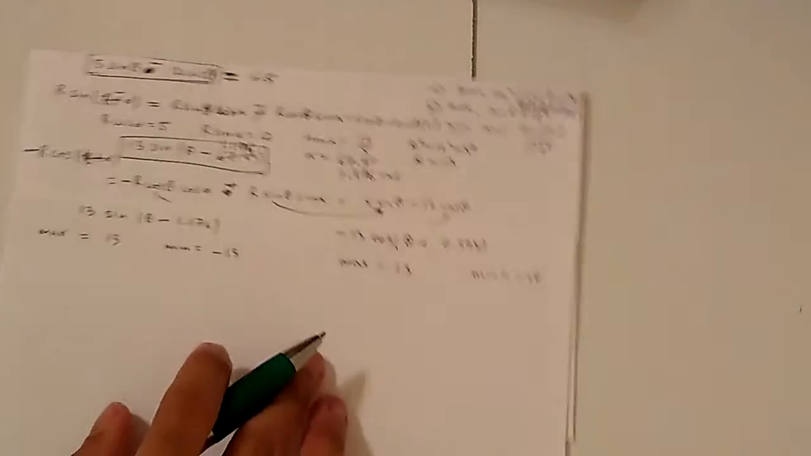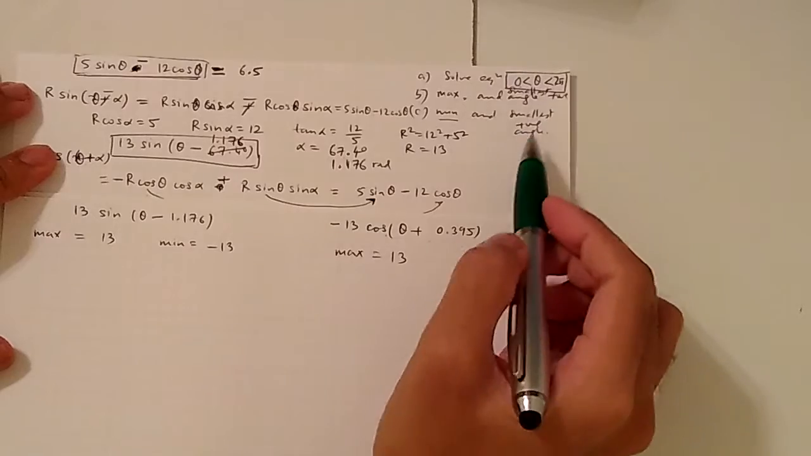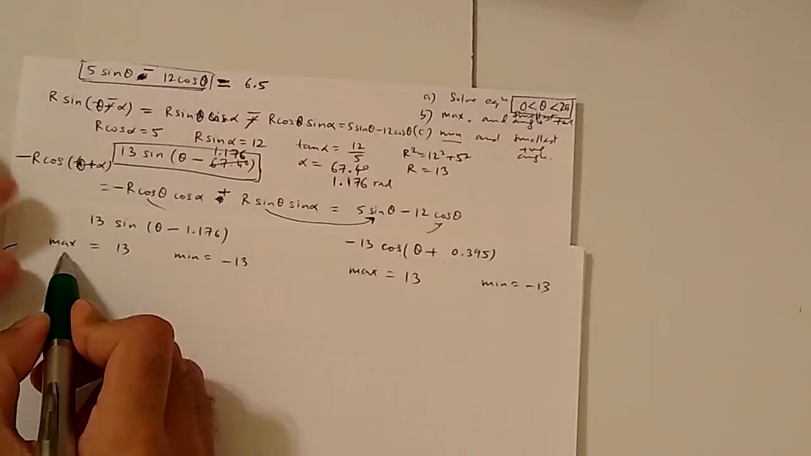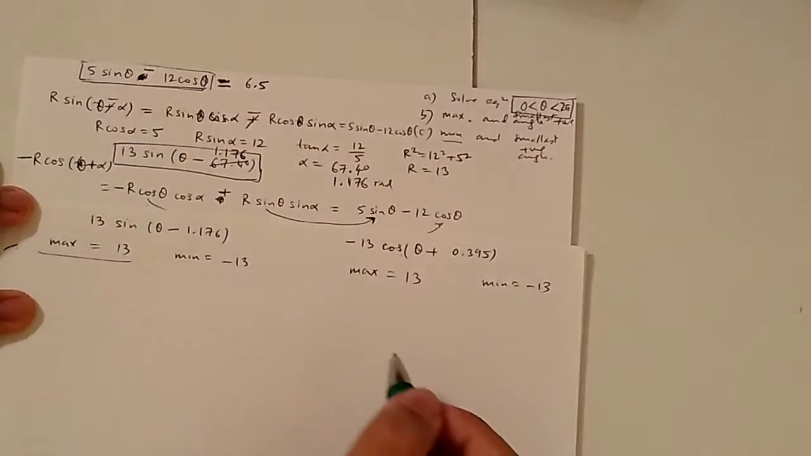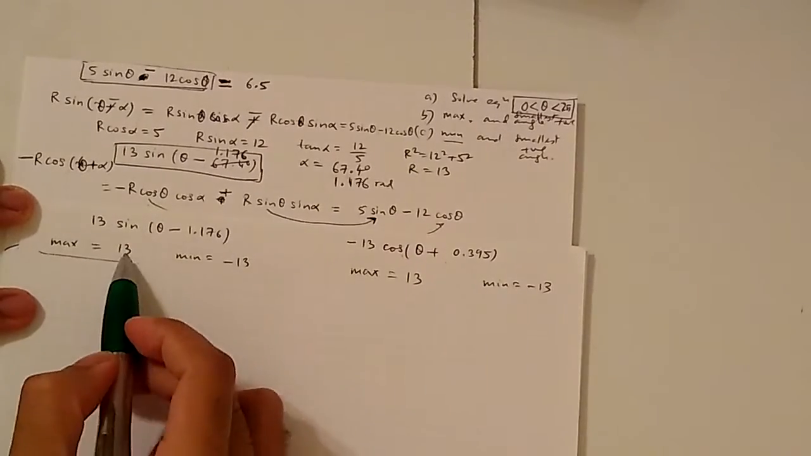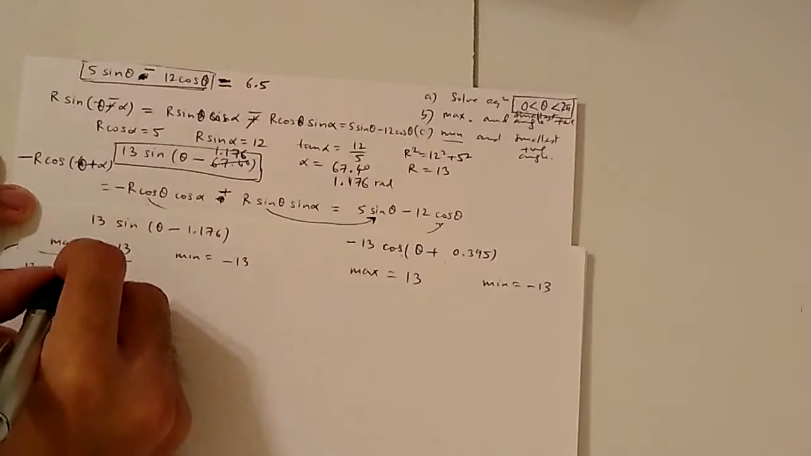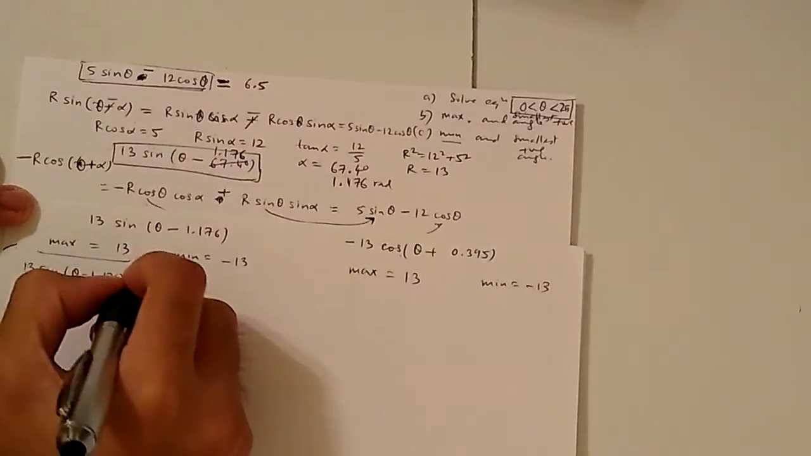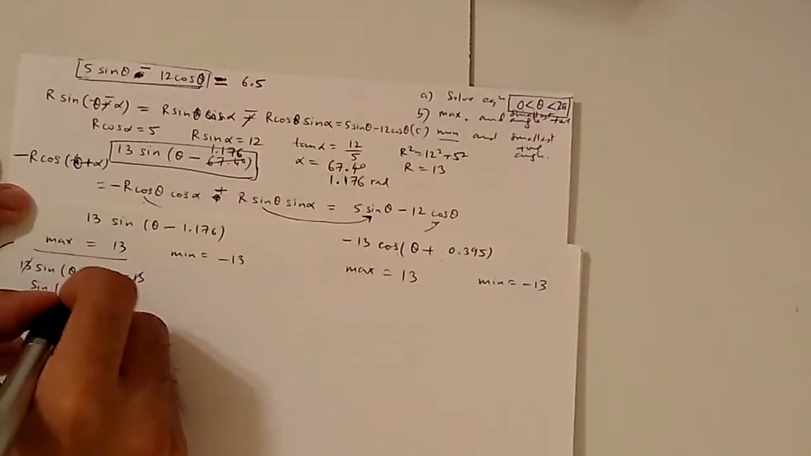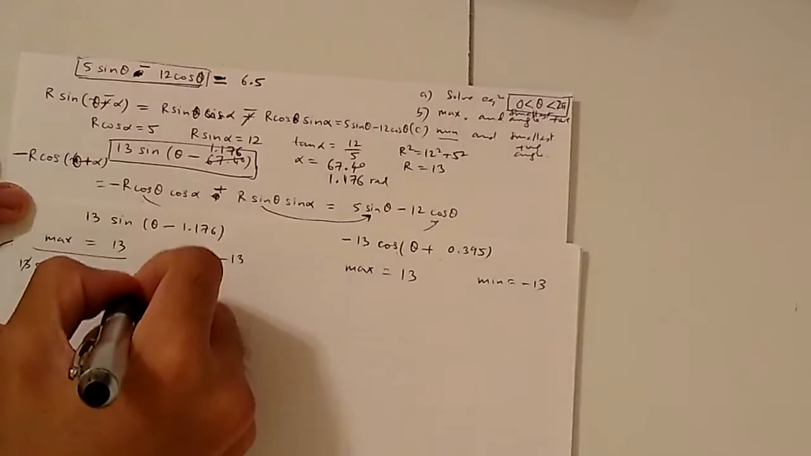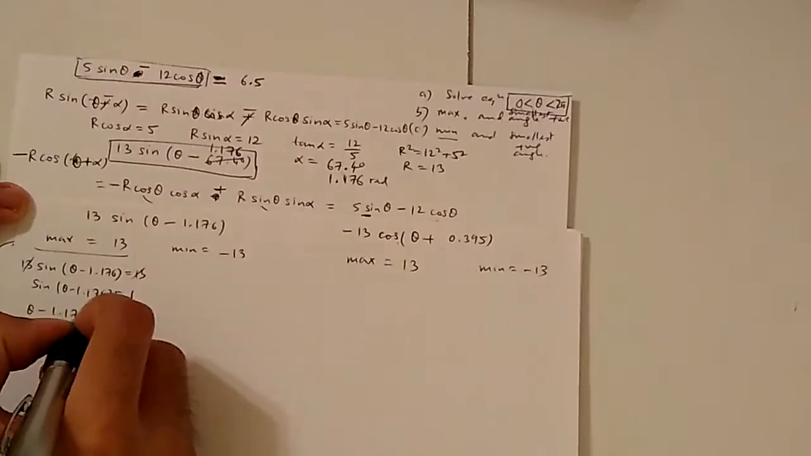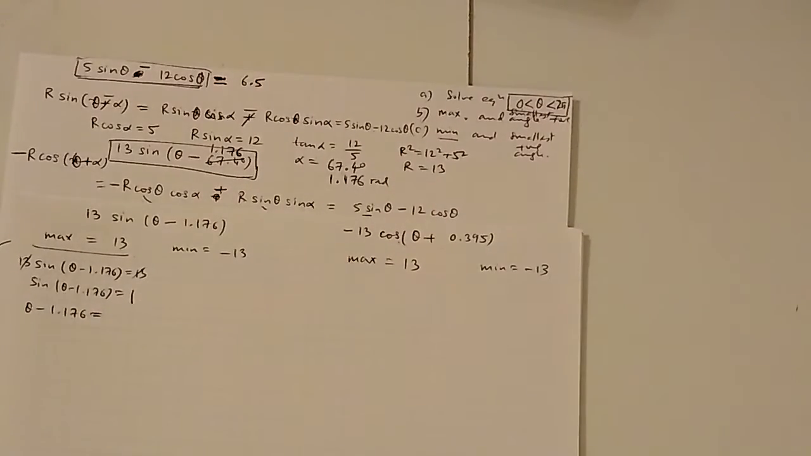Now let's try to find the smallest positive angle value for the max over here and the max over here. If you talk about the max over here, the smallest possible angle value when this expression is equal to 13, let's solve this expression. 13 sine of theta minus 1.176 is equal to 13. 13 cancels out on both sides. We get sine of theta minus 1.176 is equal to 1. And then we're going to take the sine inverse on both sides.